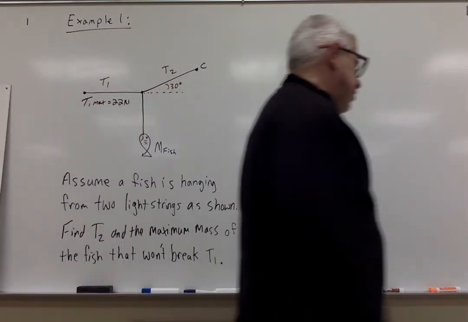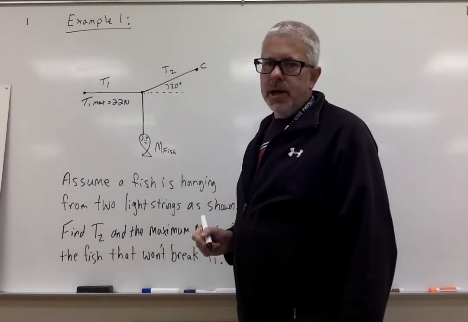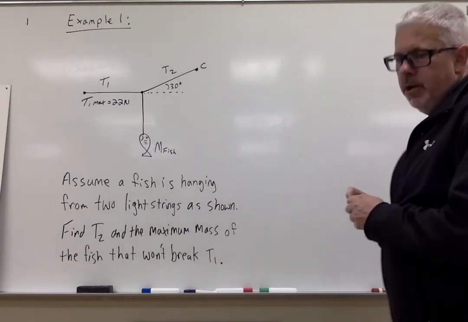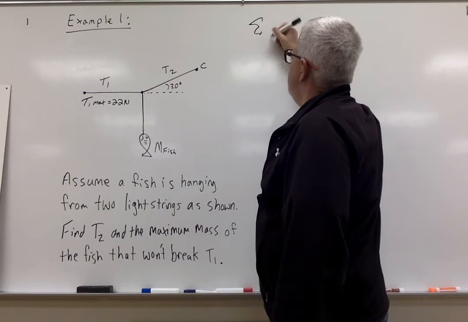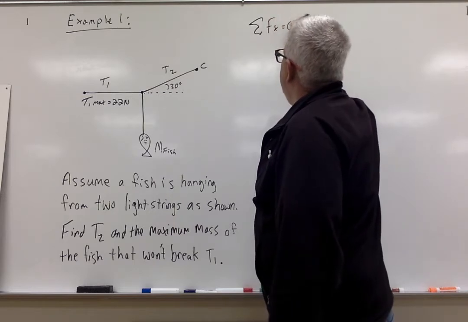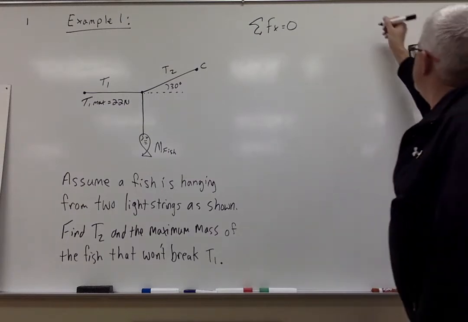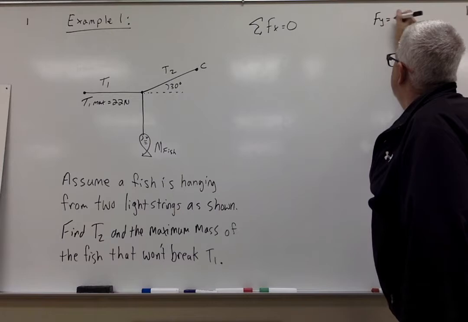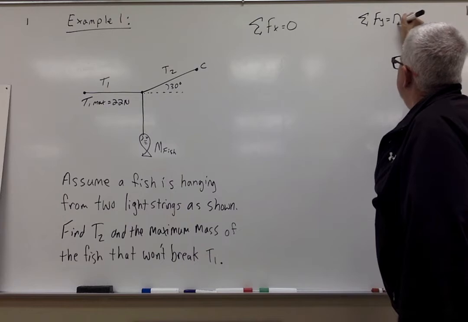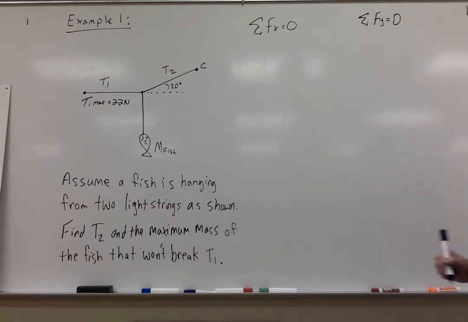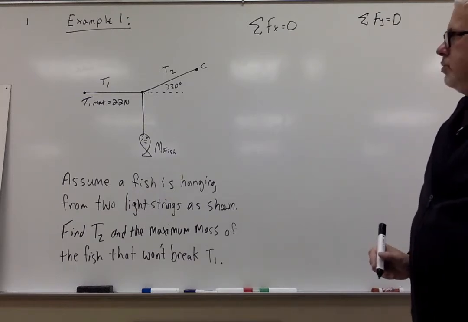So the key thing in this aspect is to think about forces in each dimension. I know that if the fish is just hanging there, it's in equilibrium, and therefore the sum of the forces in the x direction, Greek symbol sigma, meaning summation, would have to equal 0. I also know that the sum of forces in the y direction would also equal 0. I didn't write that very well. So I know that T1 maximum is equal to 22 newtons.